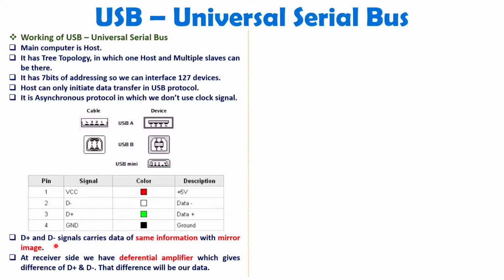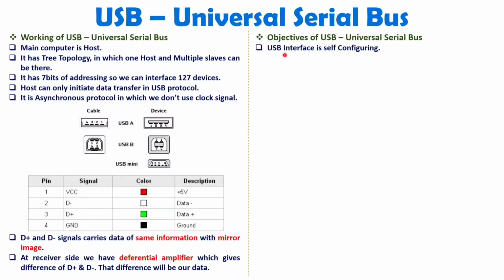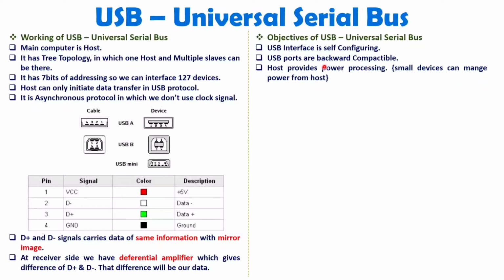Here my dear students, now let us discuss the objectives of the USB protocol. So here the USB interface is self-configuring. So you don't need to configure it. When you insert any device, automatically configuration will happen. Here USB ports are backward compatible. So any device which is having a USB connector can be directly connected over here, it is having backward compatibility. You don't need to upgrade it.